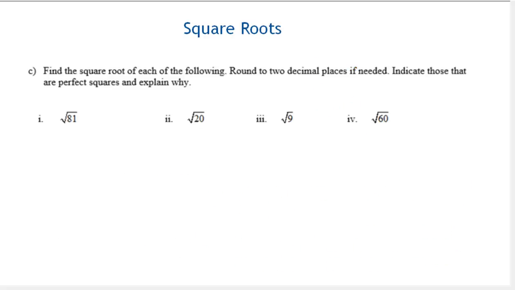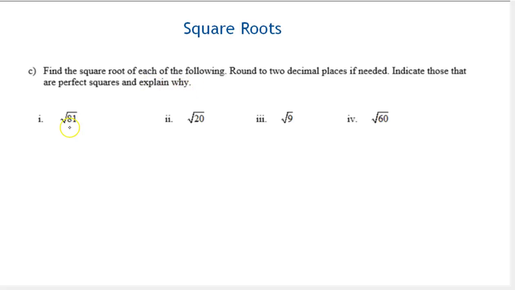And now we're just going to practice finding some square roots on the calculator. Typically this is how we'll find a square root. You should be familiar with perfect squares. It's not the end of the world if you forget one, because you can always find it on your calculator or use multiplication. So the directions read, find the square root of each of the following, round to 2 decimal places if needed, indicate those that are perfect squares, and explain why.